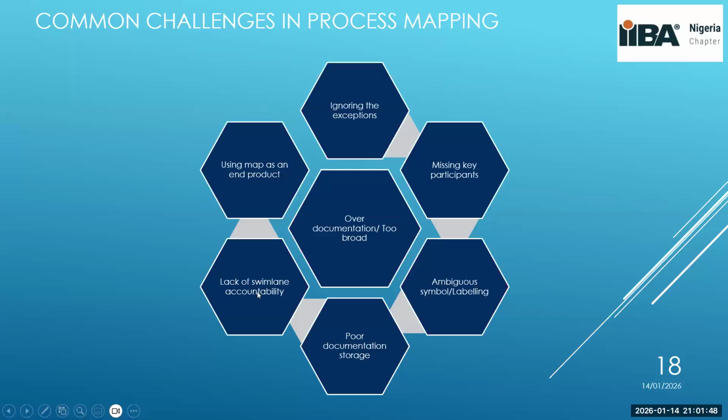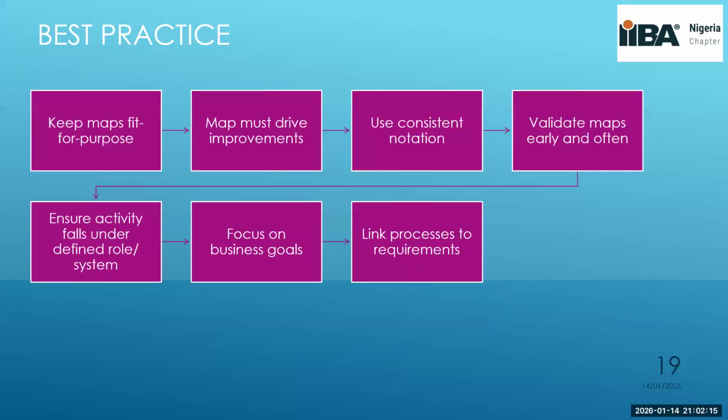Lack of swim lane accountability. All your swim lanes must be well labeled. Once you identify the key stakeholders, make sure you label your swim lane correctly. And using the map as an end product. A process map is an analytical tool, it is not an end product. It helps you to improve your processes, so you have to keep updating your process map.